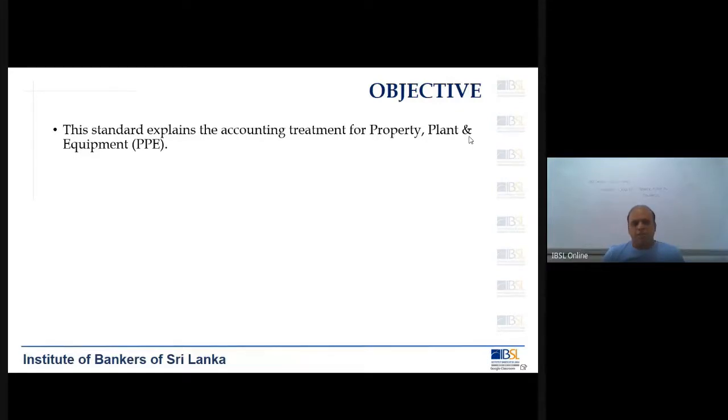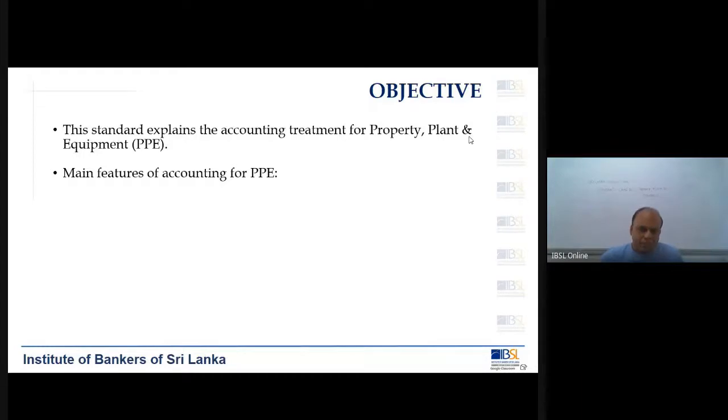In your business, day-to-day operations, you might purchase various types of fixed assets. Property, plant, and equipment means, in other words, the fixed asset. So when you purchase fixed assets, first we need to know how to account for them, and we need to identify whether it belongs to the category of fixed assets. That is also a question. So it is very important that this standard tries to explain the accounting treatment for property, plant and equipment.